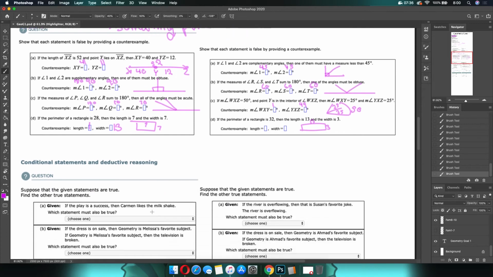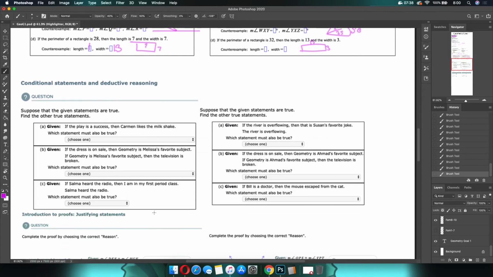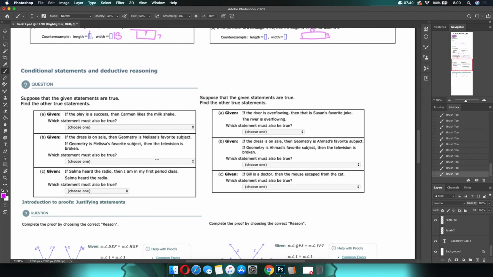Moving on from there, now we're going to get into deductive statements and conditional statements. And we're back to the if P, then Q. If P, then Q. I had written that before. If you have an if P, then Q, you want to keep an eye out for what statements are true and false.